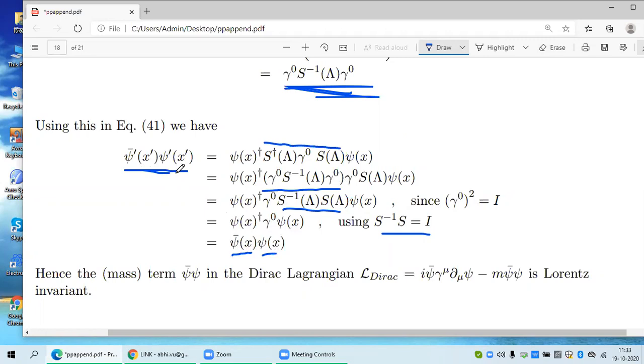That means this term does not transform under Lorentz transformation. So this term is a Lorentz scalar. This term sitting in the Dirac-Lagrangian is often referred to as the mass term because its coefficient is the mass. So this is conventionally called the mass term of the Dirac-Lagrangian. That is a Lorentz invariant term. Clear?